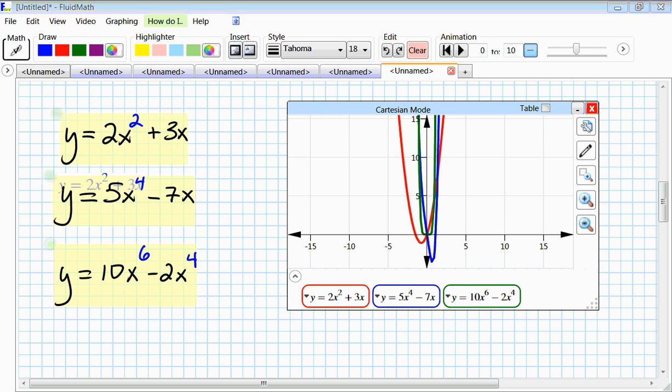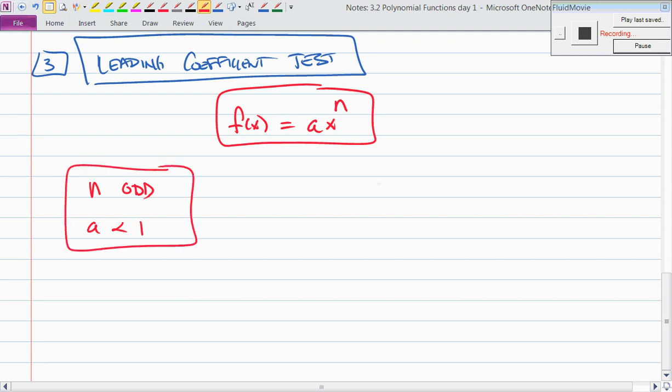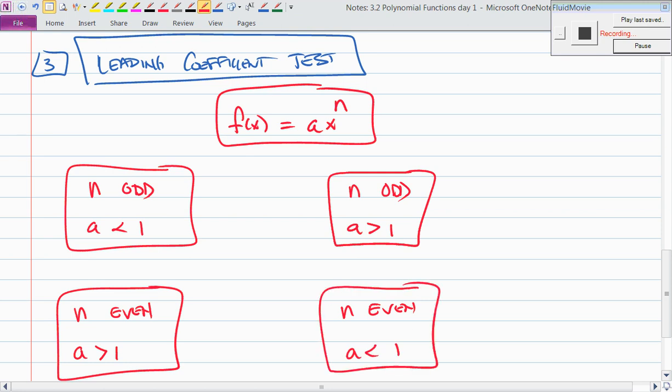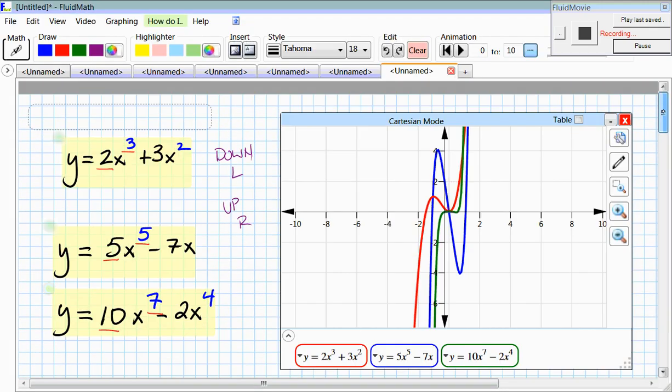Function. Okay, just any old generic polynomial function, x to the n. We kind of have four cases that we can talk about here, all right? So if n is odd and a is less than 1, or n could be odd and a is greater than 1, or n is even and a is greater than 1, and the last one, n is even but a is less than 1. Okay, so which of these, for n being odd and a less than 1, let's go back over here, or the second ones here.